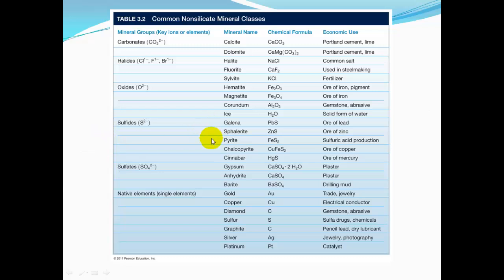Sulfides have galena, sphalerite, pyrite, chalcopyrite, and cinnabar, and these are the ores of mercury, copper, iron and zinc and lead. Okay. Sulfates are gypsum and anhydrite, which go into plaster, and barite is a drilling mud. So with that sheet structure, it is very slippery and wet, and it's really good as a lubricant when drilling water wells, etc. Native elements are gold, copper, diamond, sulfur, graphite, silver, and platinum.